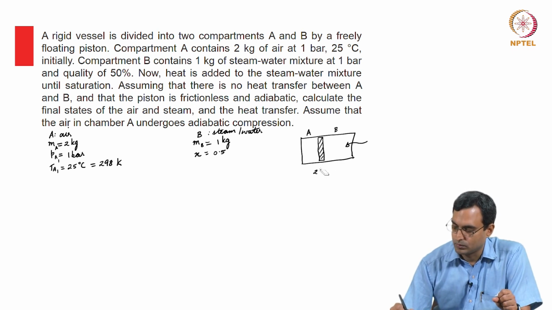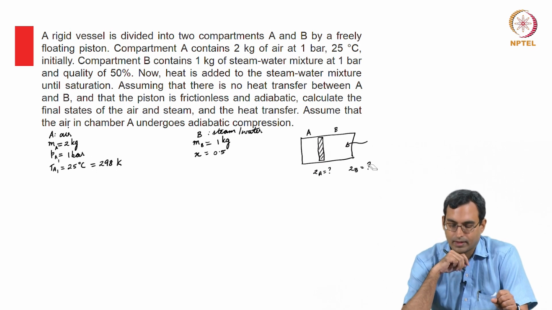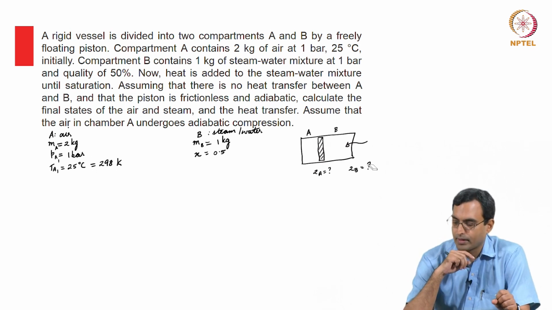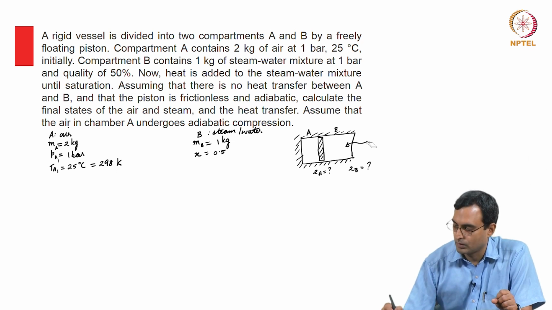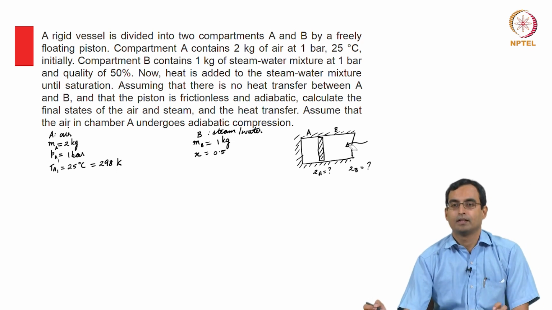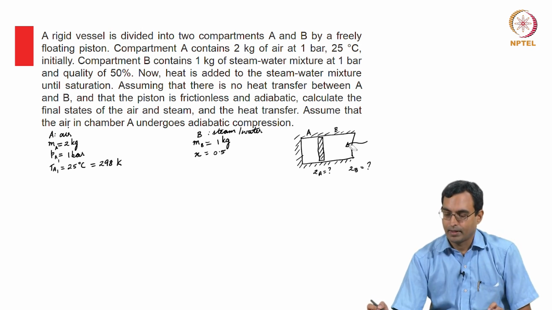So state 2. We are told that we can assume the air in A to undergo adiabatic compression. So A is insulated. So let's insulate the sides because piston can move. So heat is only coming in to this end. So this is what we are asked to do. So A undergoes adiabatic compression.